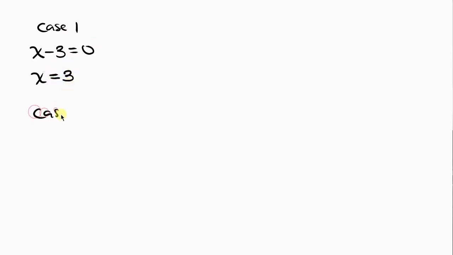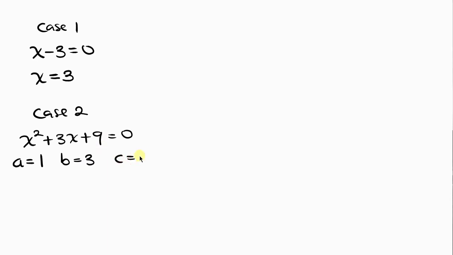Now for our second case, let's call that case 2. That's x squared plus 3x plus 9 equal to 0. We're going to be applying the quadratic formula to solve this. So a here is equal to the coefficient of x squared, which is 1. b is the coefficient of x, which is 3. And c is the constant term, which is 9. So let's substitute that into this quadratic formula, x equal to negative b plus or minus the square root of b squared minus 4ac, all over 2a.